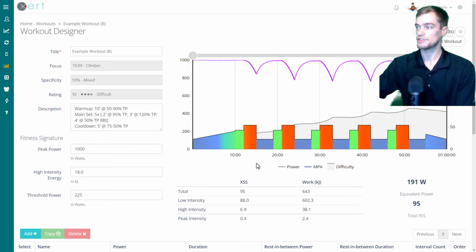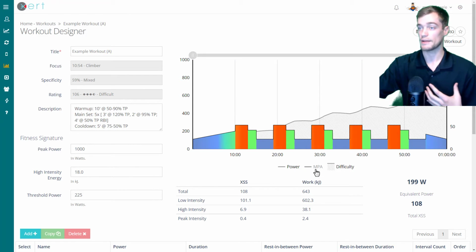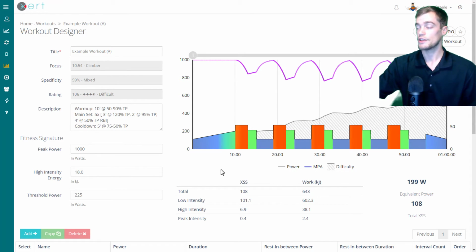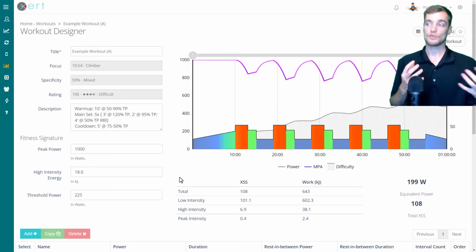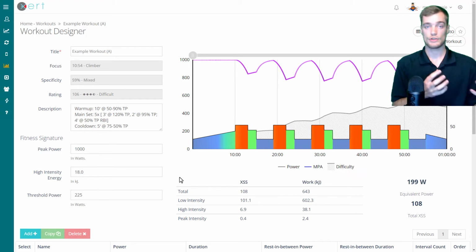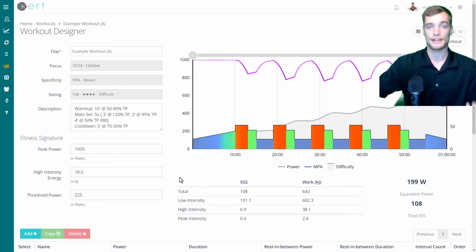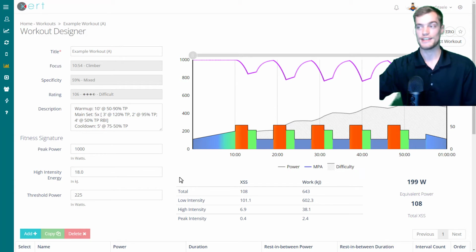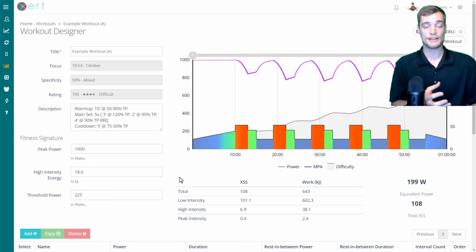If I flip us back to example workout A, which had more XSS, you can now see that doing the orange interval first generates fatigue, it draws down MPA, and that the green interval is done when you're already under fatigue. And so Xert is awarding you extra XSS in this case because you're performing that green interval under fatigue.